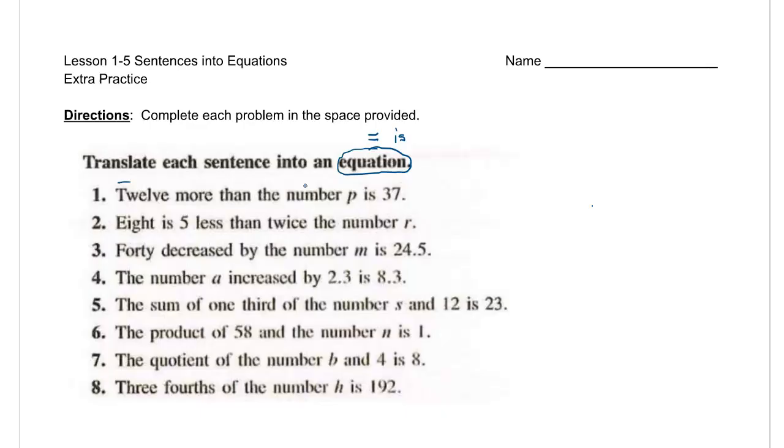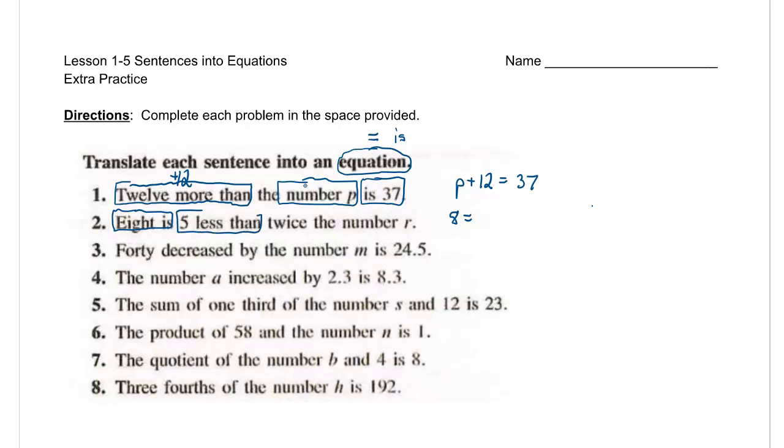Now, number one, 12 more than is a phrase that means that you're going to add 12 to something else that you already wrote. Now, what is it that's already written? The number p. 12 more than p is p plus 12. And then the is 37 is equals 37. Now, number two, 8 is. That's 8 equals.